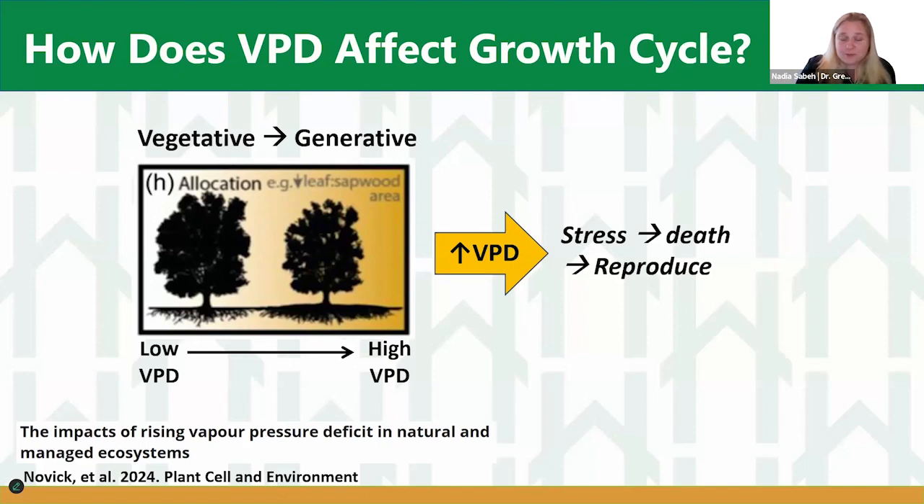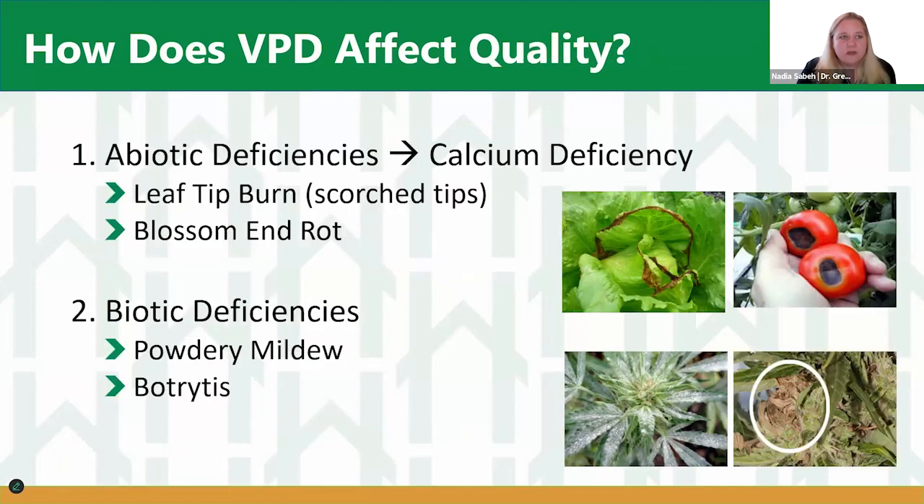If you are growing a lettuce plant, you certainly do not want it to start flowering and seeding by growing it under a high VPD condition. What about quality?